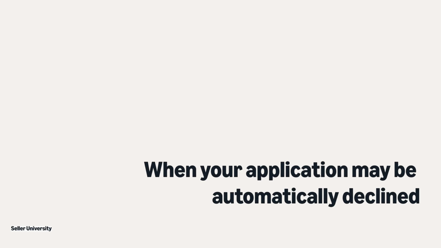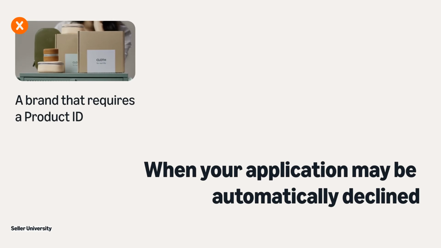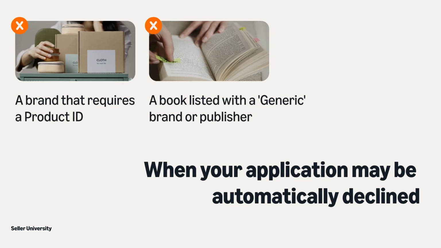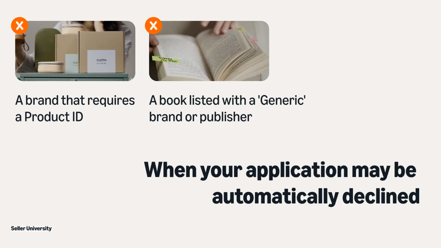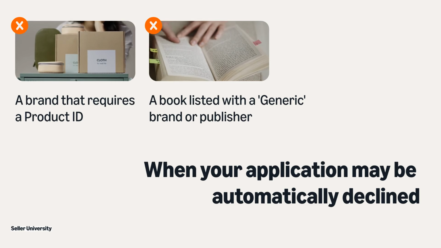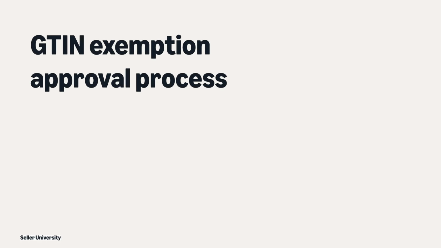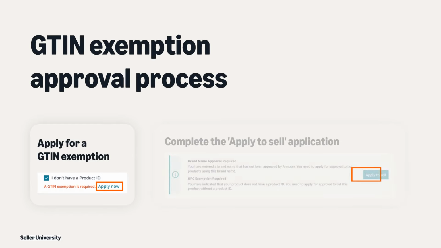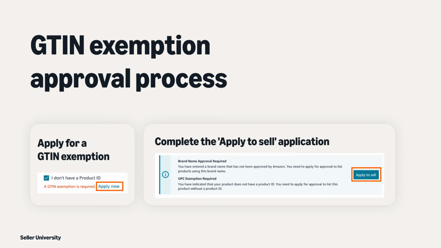If you try to list a product from a brand that requires a product ID, or if your product is a book and you check This product does not have a brand name, your GTIN exemption will be automatically declined. If you are selling a brand that does not require a product ID, you'll be prompted to apply for a GTIN exemption. You might see multiple approval required badges during this process. However, all approvals will be processed through a single application.